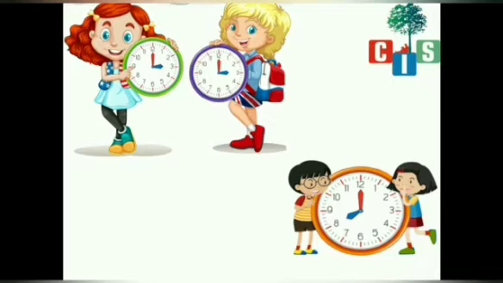Hey kids, what can you see? Yes, you can see the clocks. The clock is used to know the time. The flat surface of the clock is called its face, and we can see 1 to 12 numbers on its face. The clock has two hands, same like us, but one hand is short and the other is long. The short hand of the clock is called its hour hand, and the long hand of the clock is called its minute hand.